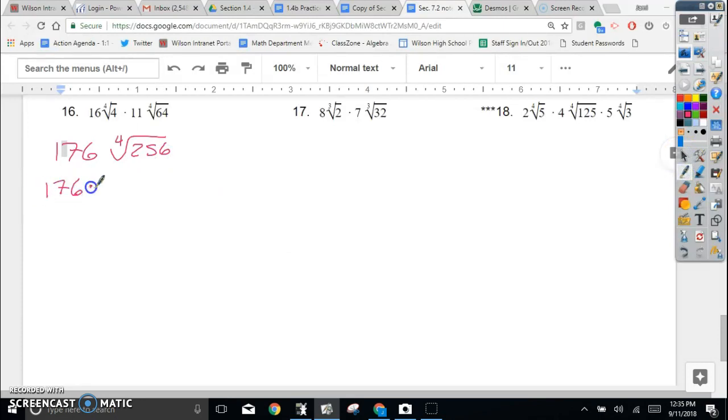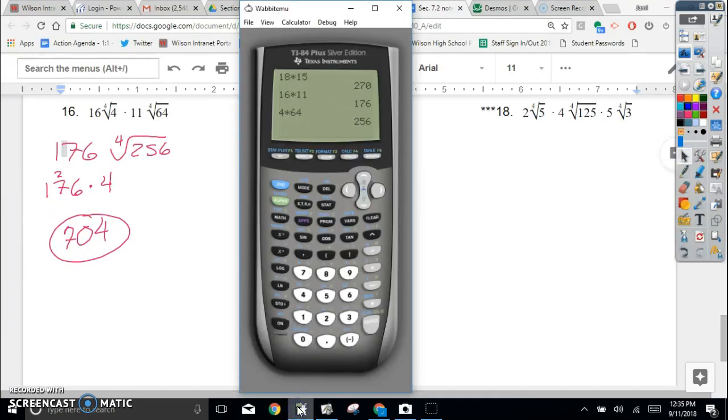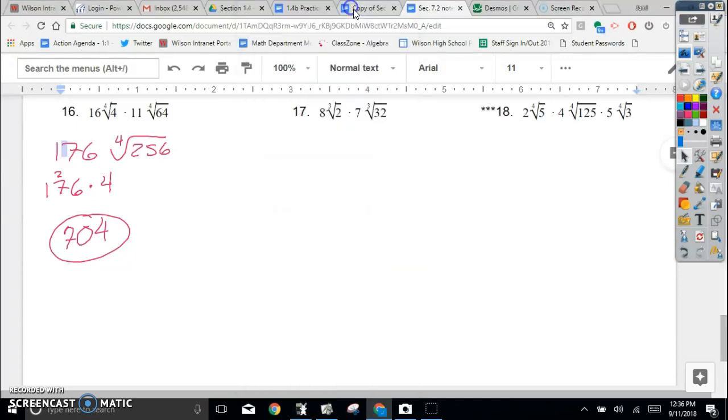4, so I have 176 times 4. So that'll be 24, 28, 30. So I'm thinking that's 704. Okay, just to check quick, I got the 4th root of that. Should be 4, and then I multiply that by 176. 704. So I'm good. All right.